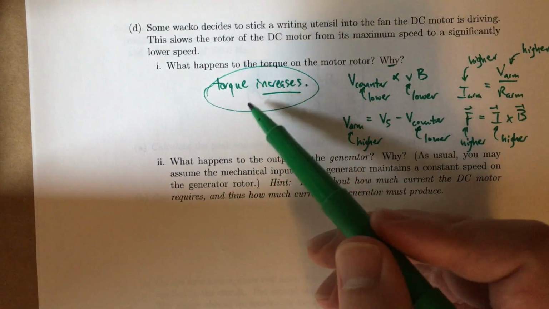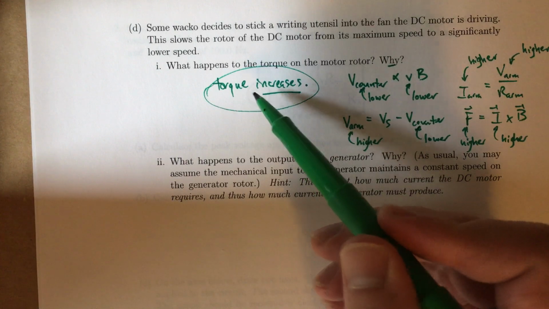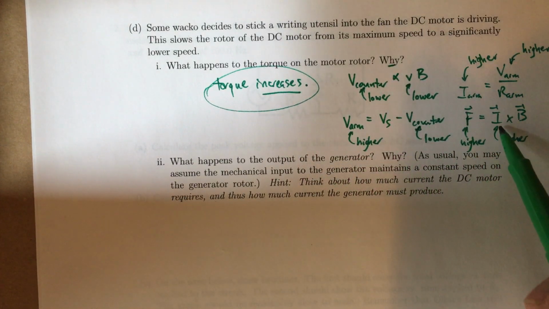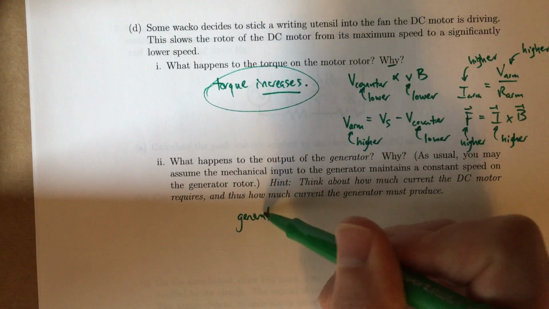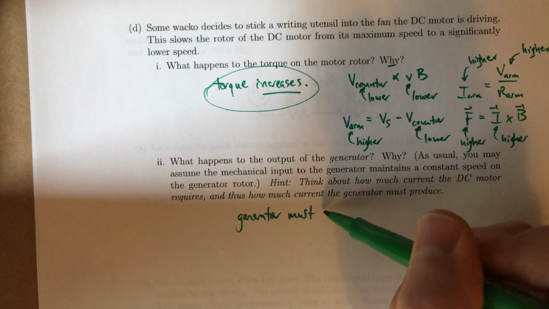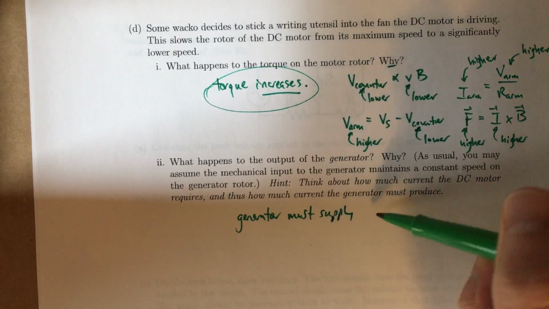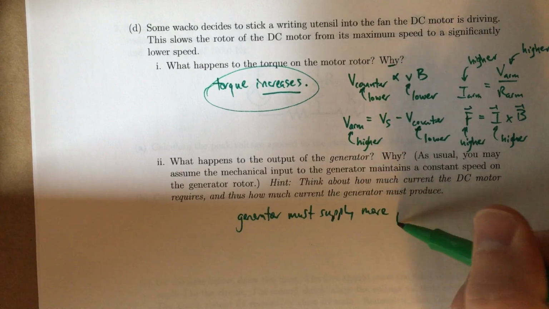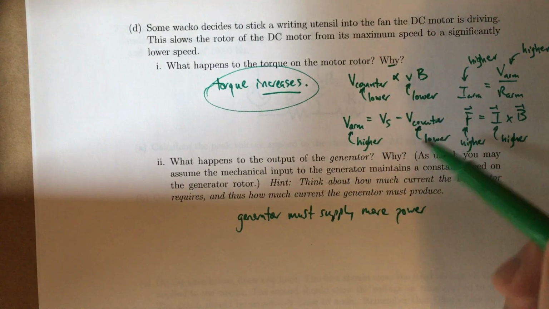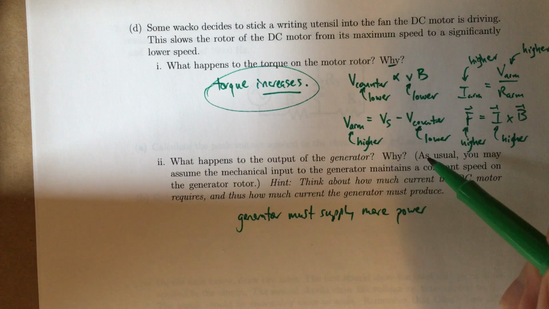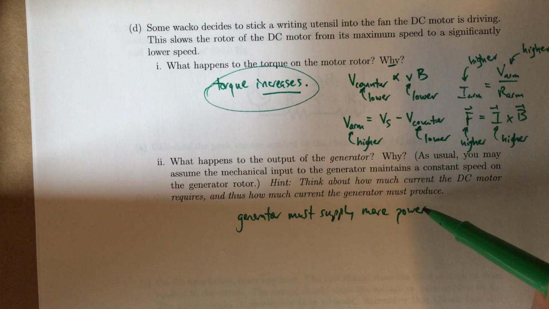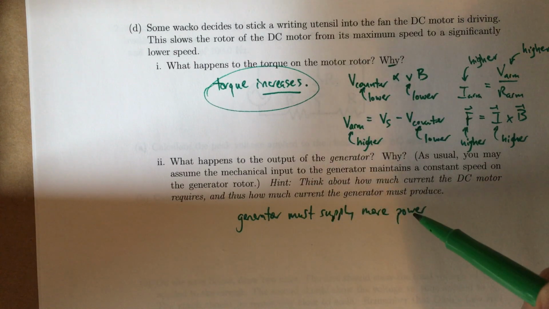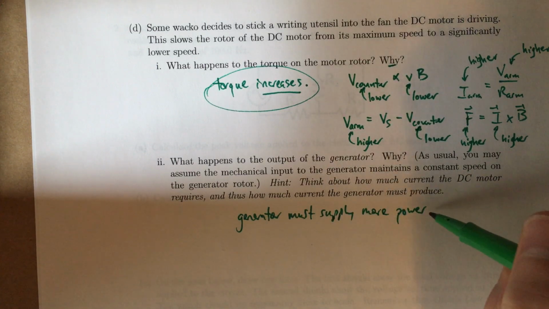But if the torque increases in this part of the question, remember that means that the current is higher in the motor, okay? That means that the generator must supply more power, right? Because if current is higher, then generally speaking, the power is also going to be higher, right? Generator must supply more current would also be a perfectly reasonable thing to say, okay?